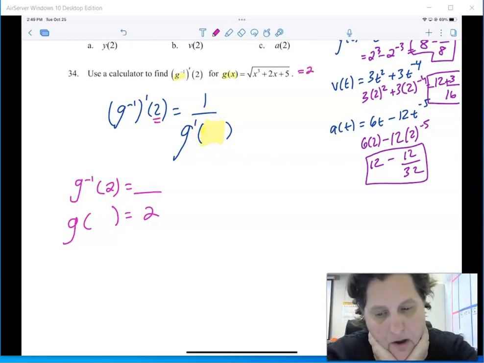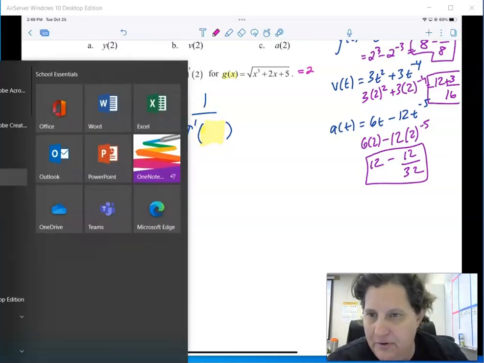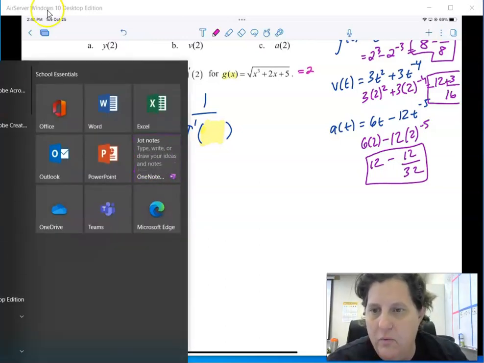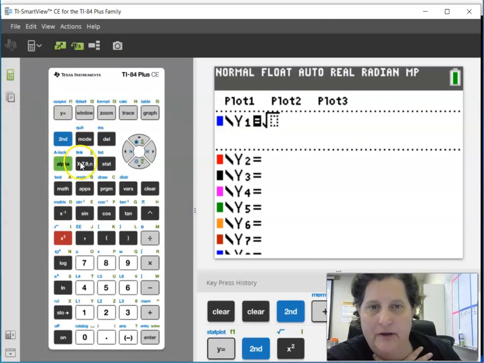Okay? I have a feeling this is not a guess and check one, which is why I said to use a calculator. So let's go ahead and do that. Let me pull up my calculator real quick here. Okay, so in my y equals, I'm going to go ahead and put my equation, which is the square root of x to the third plus 2x plus 5, okay?